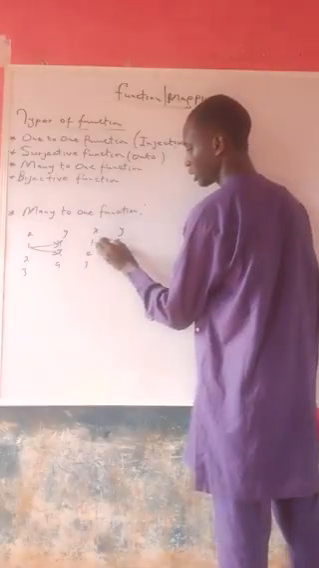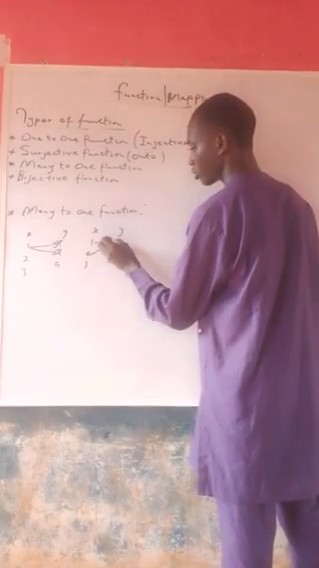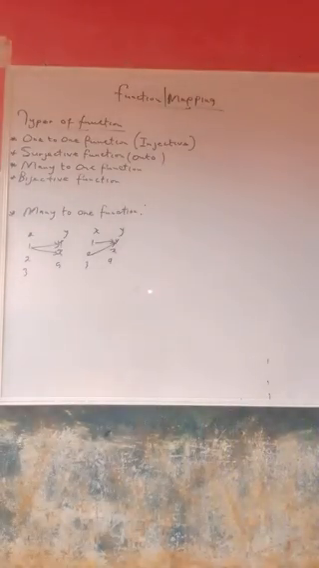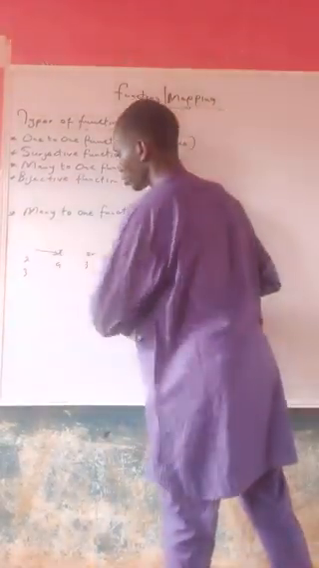But this is allowed. You can have 1, 4, you can have 2x, 3a. That is, this is marked to this. This is also marked to this. This is what we call many-to-one function. Are we together now? But let me show you exactly what I'm trying to say.